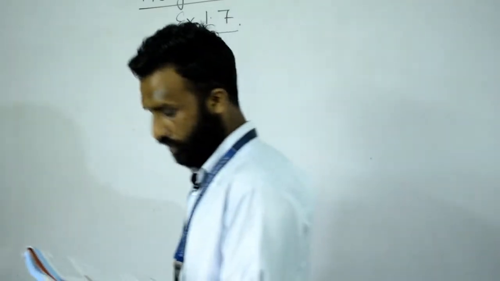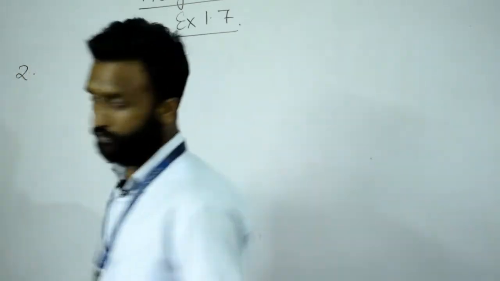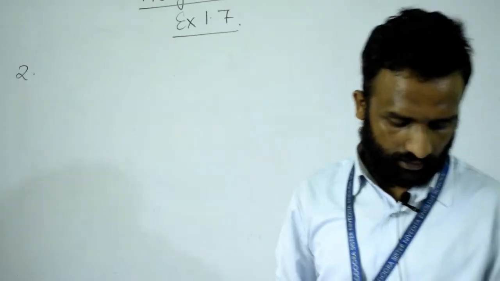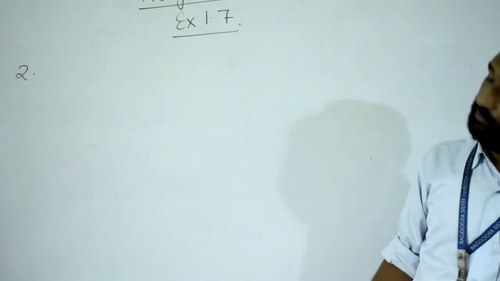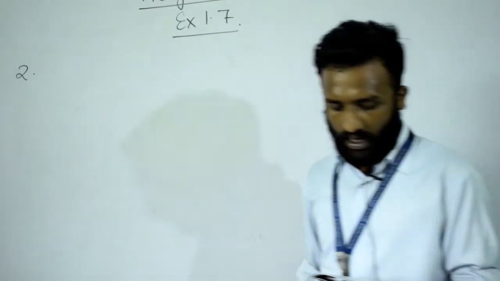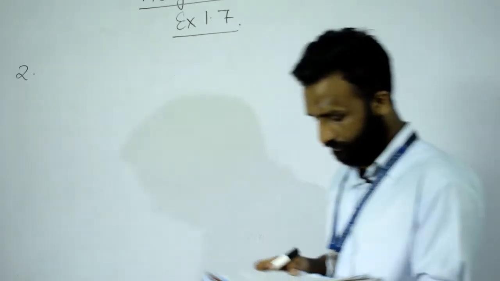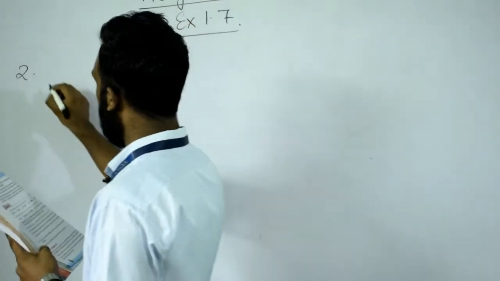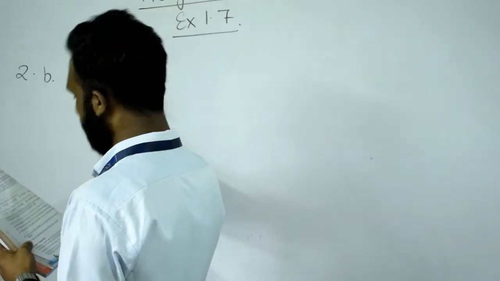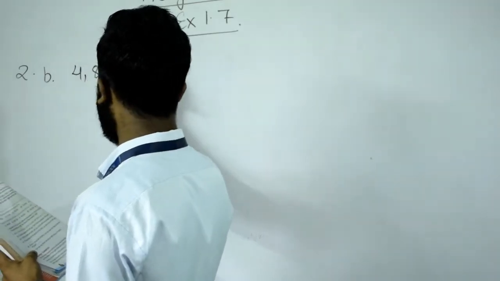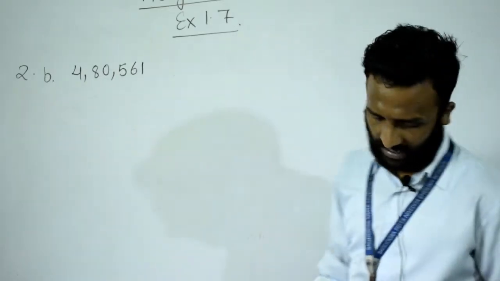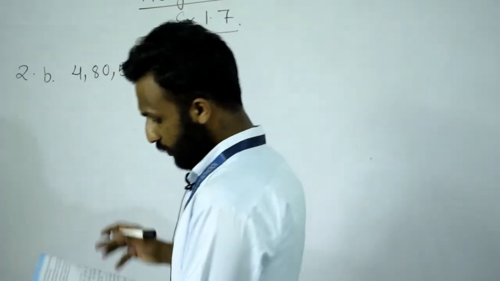Now let's do question number 2. What is question number 2 saying? Round off the following number to the nearest 100 and 1000. Here we have to round up the numbers to the nearest 100 and 1000. The first question we are going to do is 2b. It is 4,80,561. Same way, first we'll do the nearest 100.